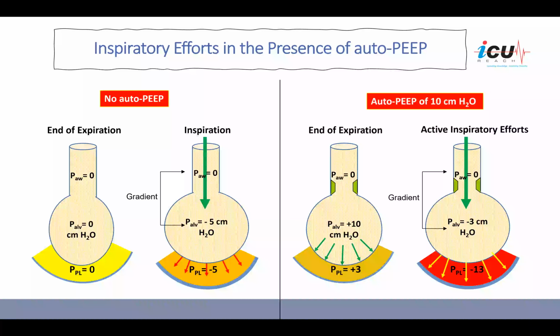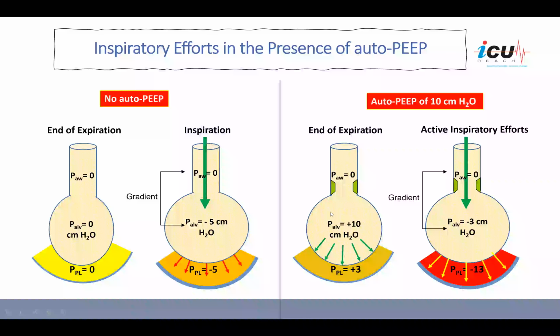This is a patient with auto-PEEP. At end of expiration, the airway pressure is 0. The air goes in and does not come out completely, so the pressure in the alveoli would increase. Let's assume that we have alveolar pressure, or auto-PEEP, of 10 centimeters of water.